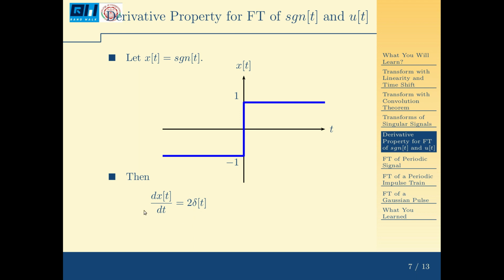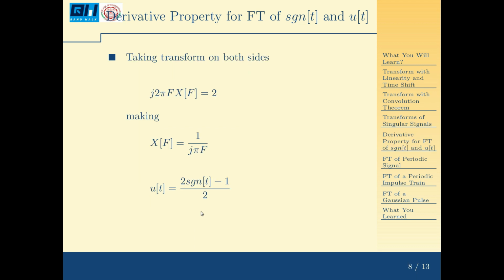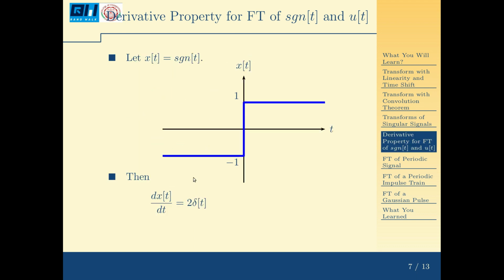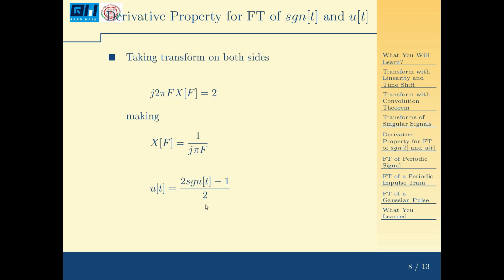Now we can take the derivative. Even though I cannot take the Fourier transform of this one, I can take the Fourier transform of this one now. What is the Fourier transform of a derivative? It is j 2 pi f times X(f). The transform of delta(t) is 1, so it becomes 2. j 2 pi f X(f) is 2.